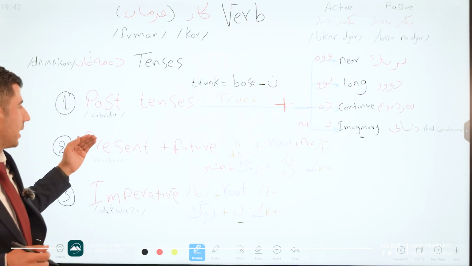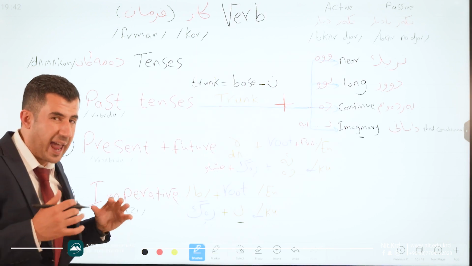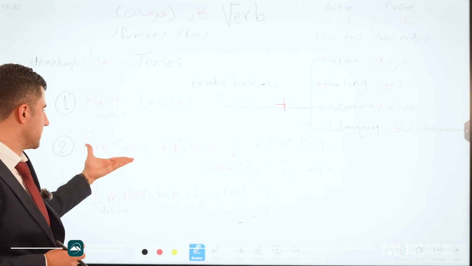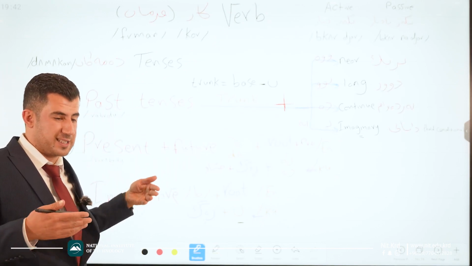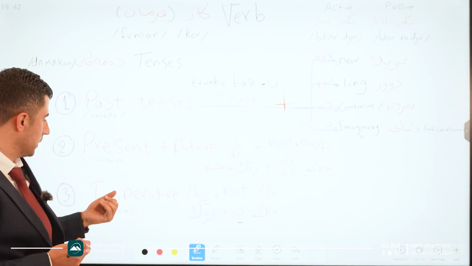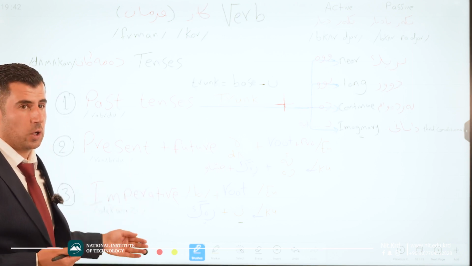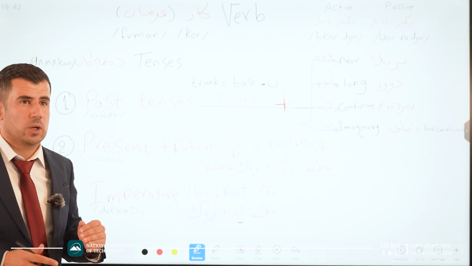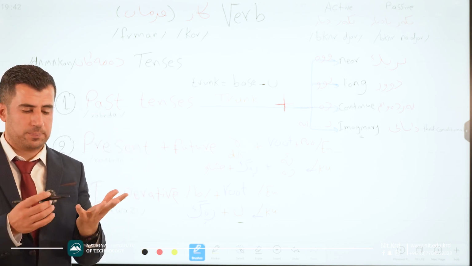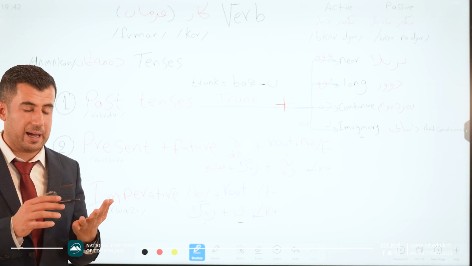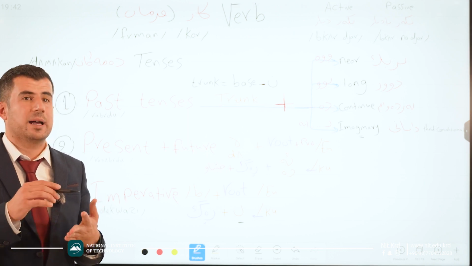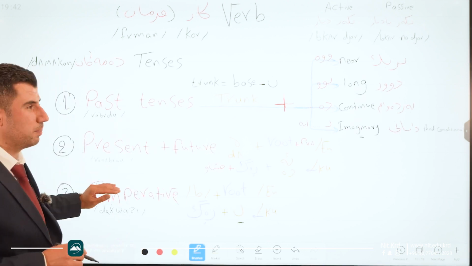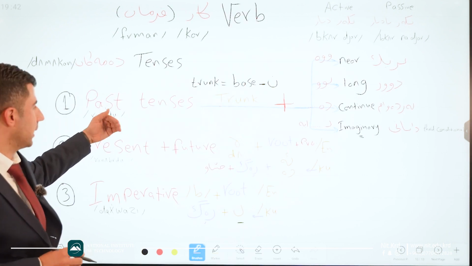In the Kurdish language we have three main tenses. The first one is past tense. The second one is present and future together, just one package. Be careful. The last one is imperative. We know that in English, according to the sentence, we have some different styles. For example, we have exclamation sentences, imperative, declarative. But here, no, imperative is just one part of the tenses, okay?